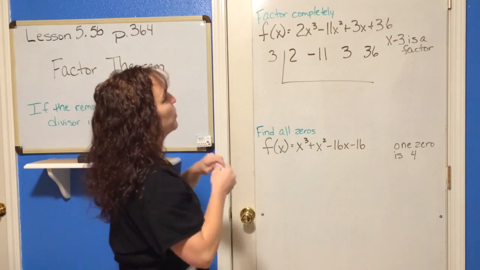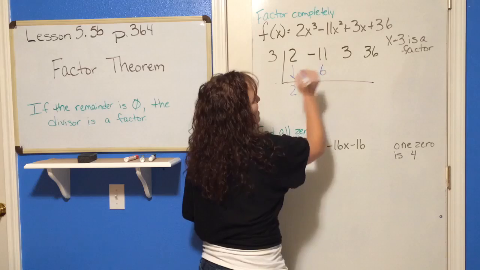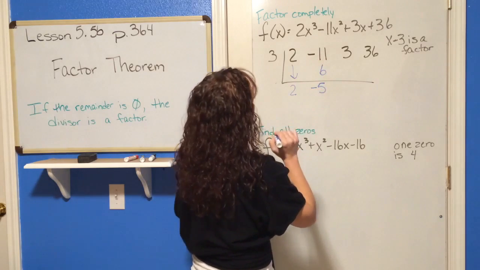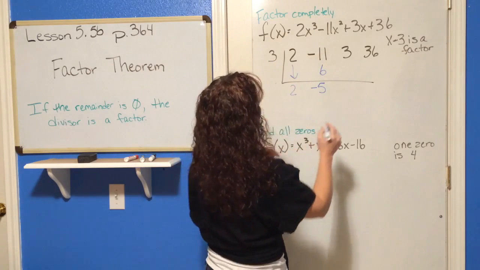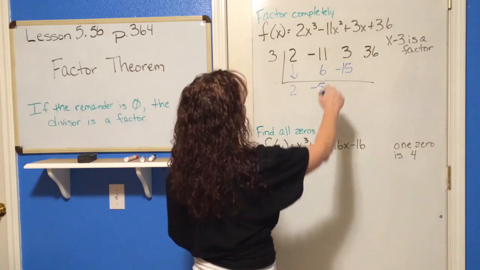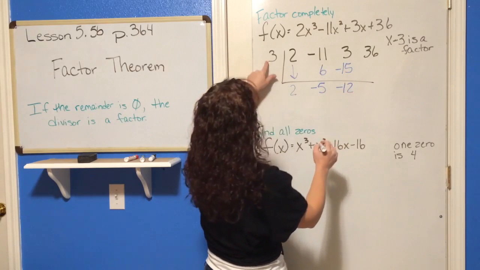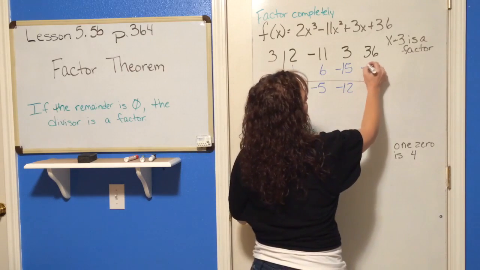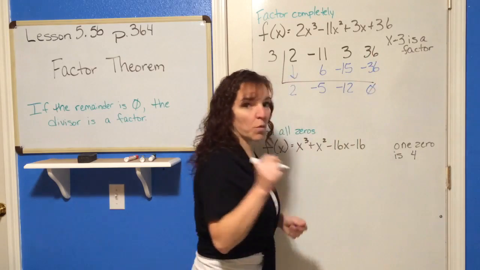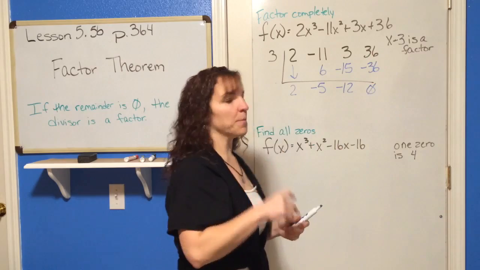So when we do that, we bring down the 2. 2 times 3 is 6, and -11 plus 6 is -5, and 3 times -5 is -15. 3 plus -15 is -12, and -12 times 3 is -36. And 36 plus -36 is 0, which is what we wanted it to be, because that says there is no remainder, which is a good thing.